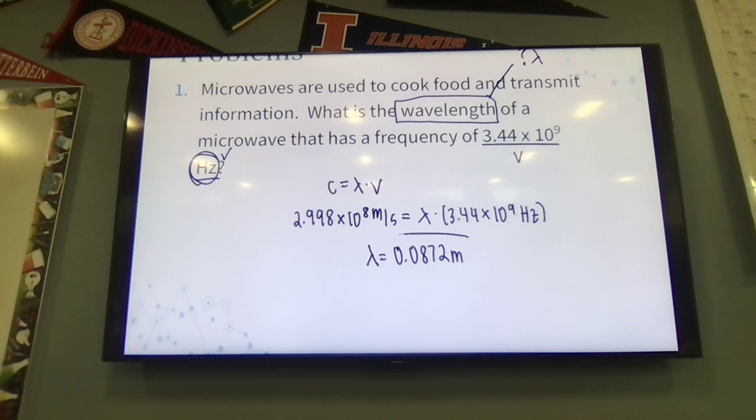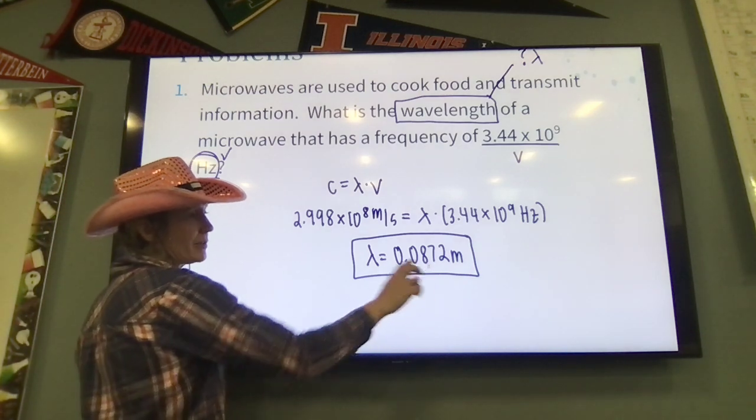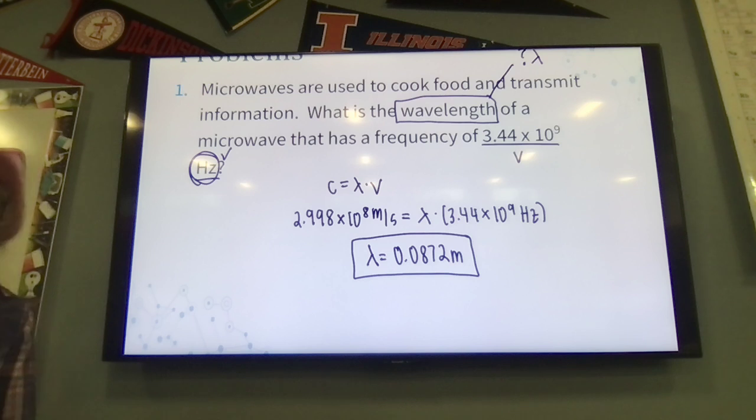Meters. So the little waves that are cooking the food in your microwave, the little waves that are coming down and hitting your food to get the water molecules to spin and heat up your food. That's how it works. If you looked at their wavelengths, there would be 0.087 meters from top to top. So it's what? 8.7 centimeters from top to top. That's what the waves are that are coming at your food.